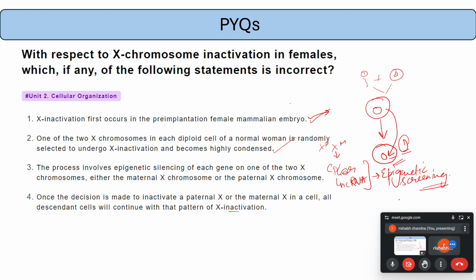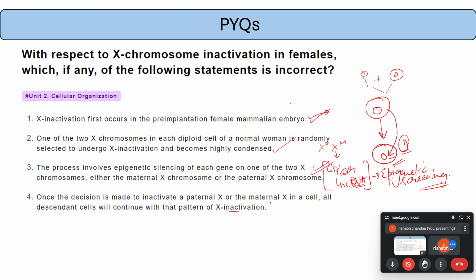So that's why the process of X inactivation requires the epigenetic screening of each gene on one of the two X chromosomes. Okay, so this option is also correct. Once the decision is made to inactivate a paternal or a maternal X chromosome in a cell, all descendant cells will continue with that pattern of X inactivation.